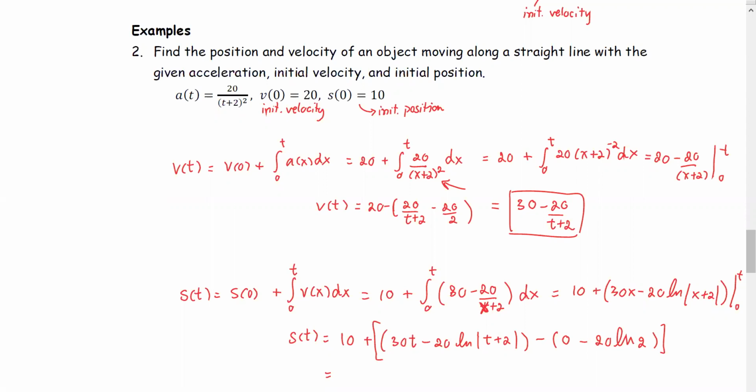Simplify completely. We will get s of t as 10 plus 30t minus 20 times natural log absolute value of t plus 2, plus 20 times natural log 2 as the position function.